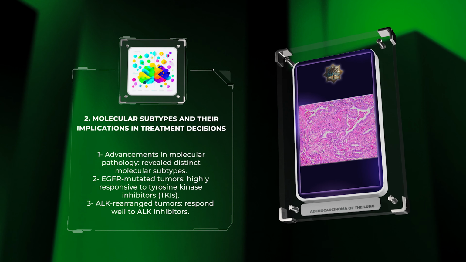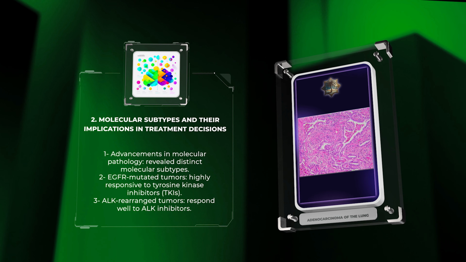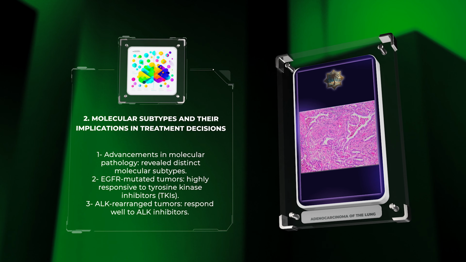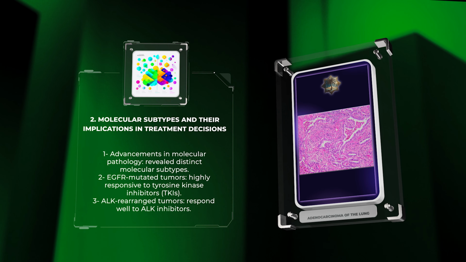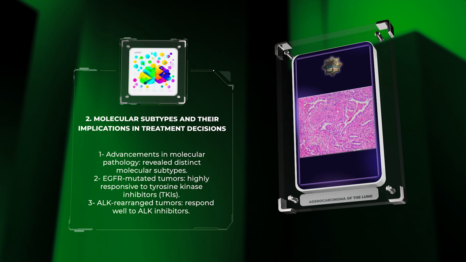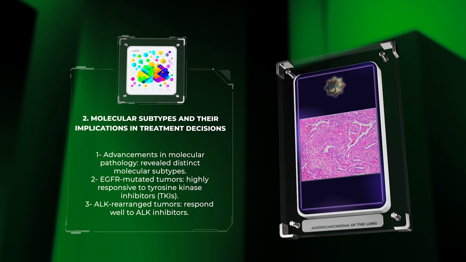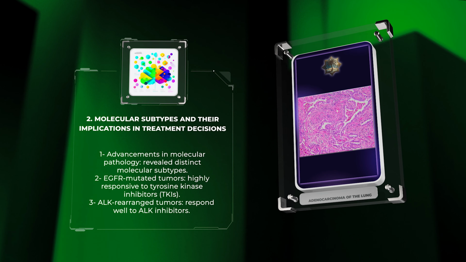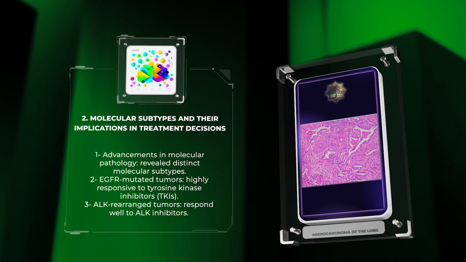EGFR mutated tumors, for instance, are highly responsive to tyrosine kinase inhibitors, TKIs, such as erlotinib and gefitinib. ALK rearranged tumors, on the other hand, respond well to ALK inhibitors like crizotinib. These targeted therapies have revolutionized the treatment landscape, leading to improved outcomes for specific molecular subtypes.